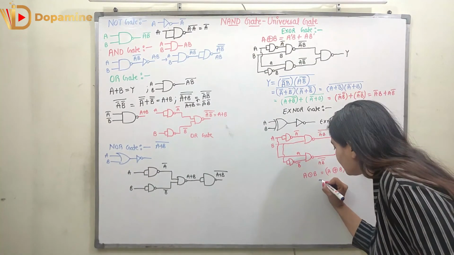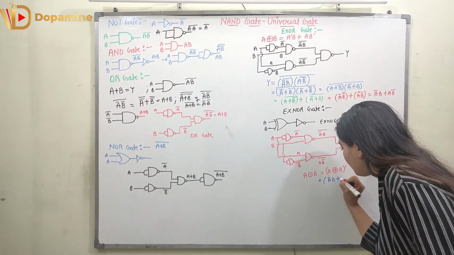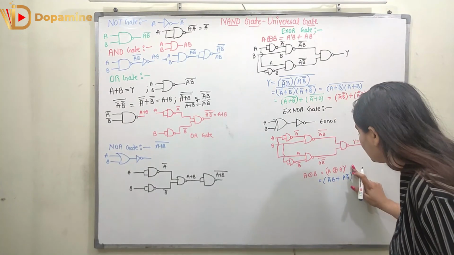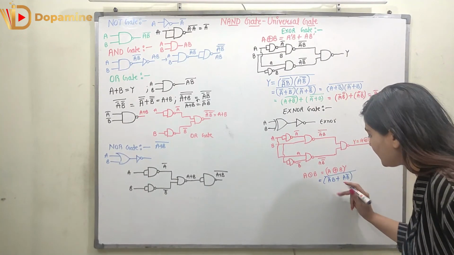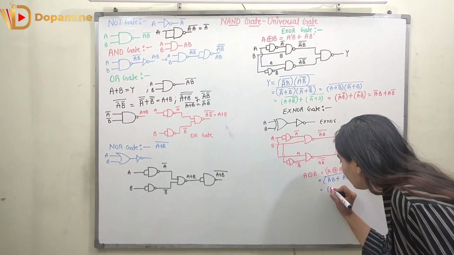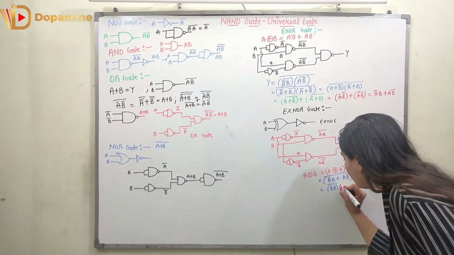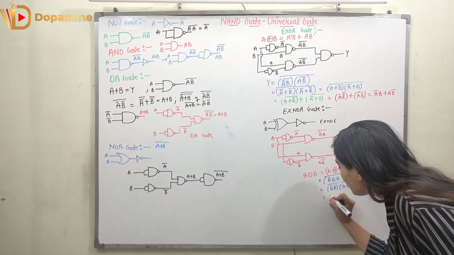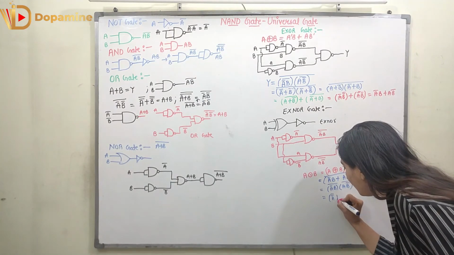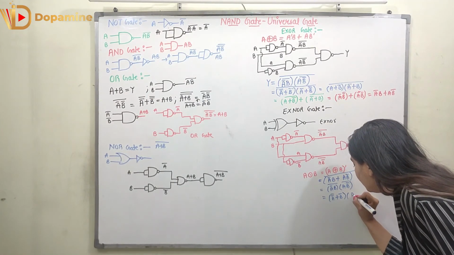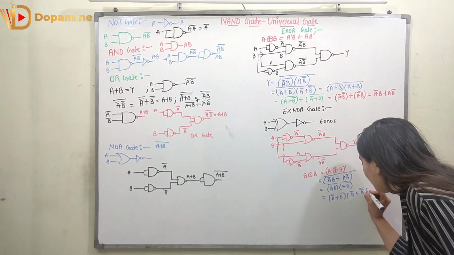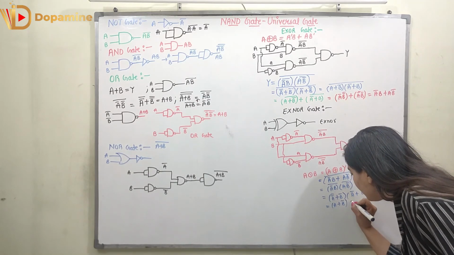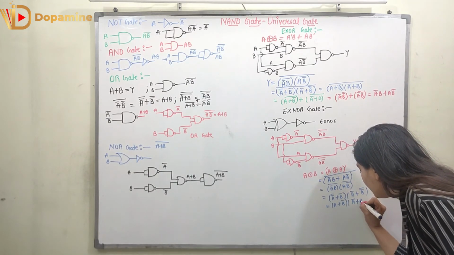So A XOR B is A bar B plus A B bar, whole complement. So I can use the De Morgan's theorem. If I use the De Morgan's theorem, it will be represented as A bar B complement multiplied with A B bar complement. Again I am going to use the De Morgan's law over here. It is A bar bar plus B bar multiplied with A bar plus B bar bar. So A bar bar over here is A, so we have A plus B bar. Here we have A bar plus B bar bar, which is B.